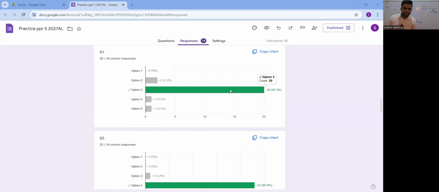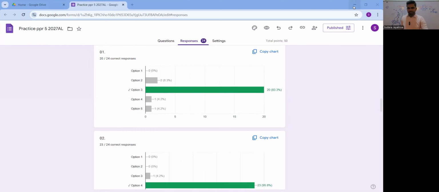Yeah, look at your answers. I have 24 answers with me now. For the first MCQ, 20 of you have selected the correct answer. That's very good. Some of you were confused regarding nitrogen also, only two of you.